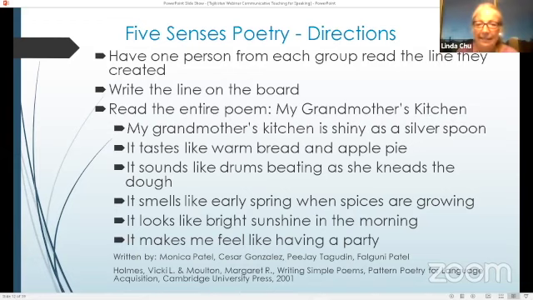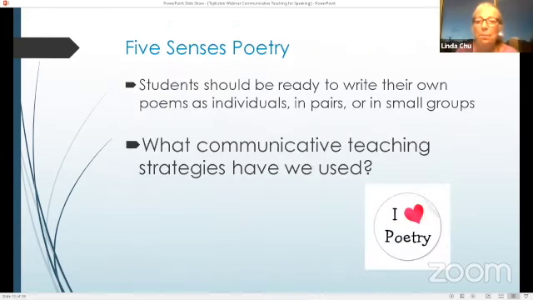By the way, this came from a book called Writing Simple Poems, Pattern Poetry for Language Acquisition. And this is a really good book for showing you different ways to use poetry in the classroom. So by now, students should be ready to write their own poems as individuals or in small groups.